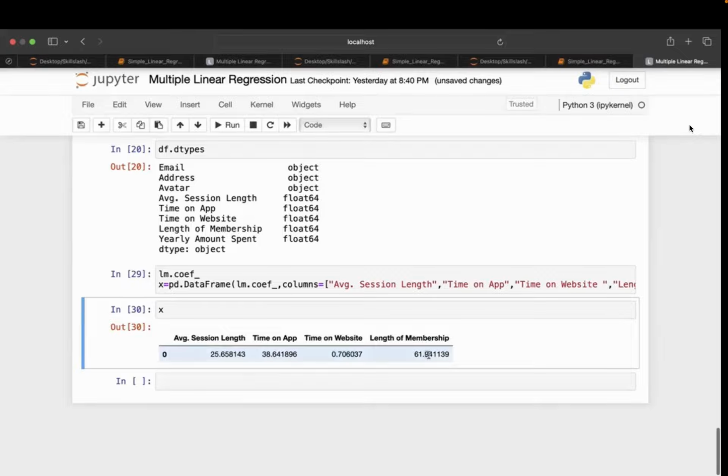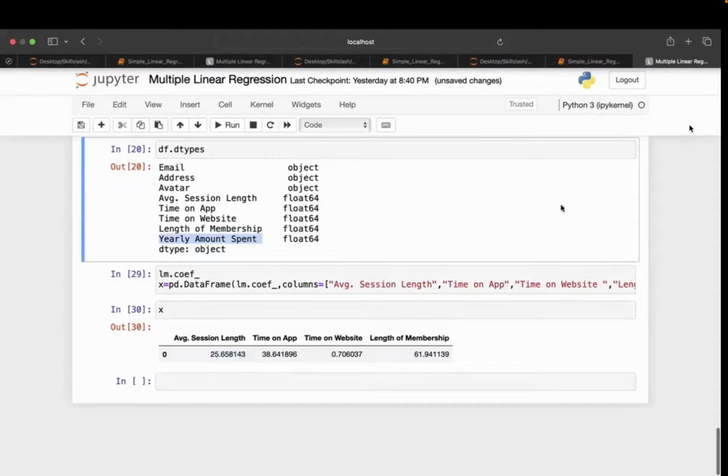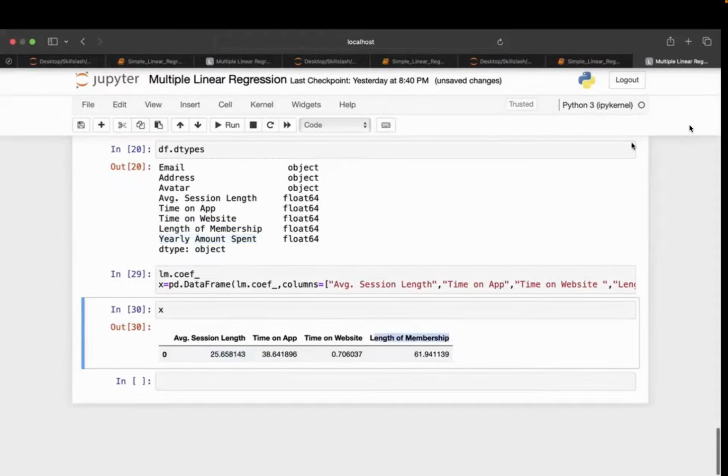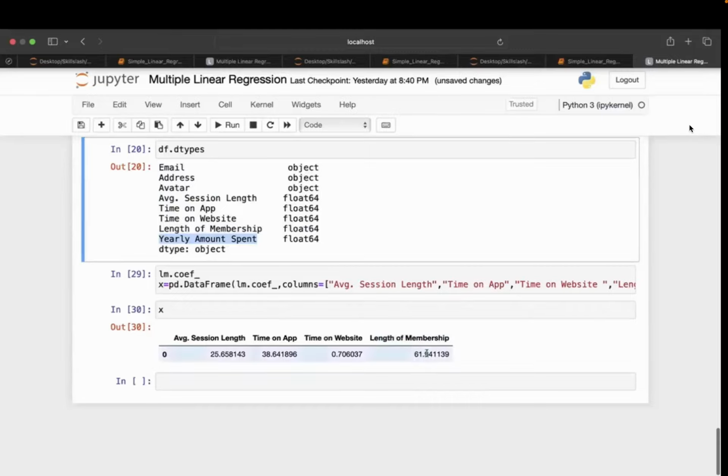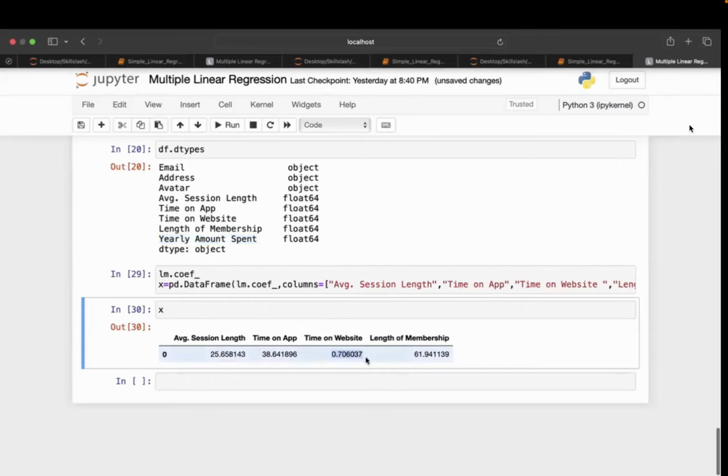Okay, so if I ask you which column is highly responsible for the judgment of yearly amount spent, what is going to be your answer? You can say that it is length of membership because it carries highest importance or highest coefficient. You can say that the higher the coefficient, the higher it is taking participation in the judgment of the target feature. Okay, so the highest coefficient we are having is for the length of membership, and the lowest coefficient you can see is for the time on website.